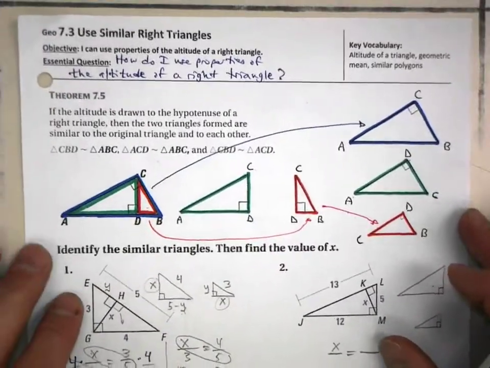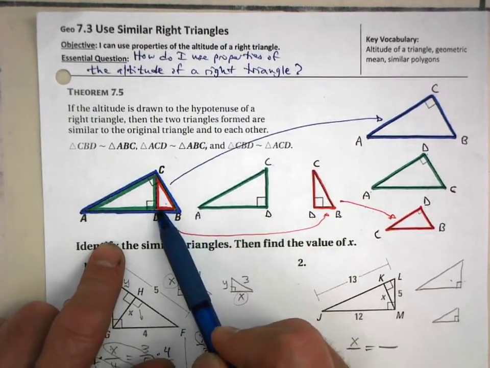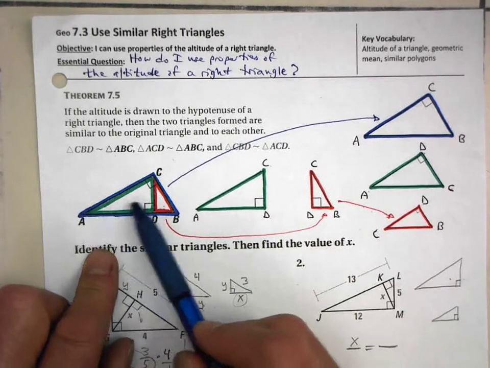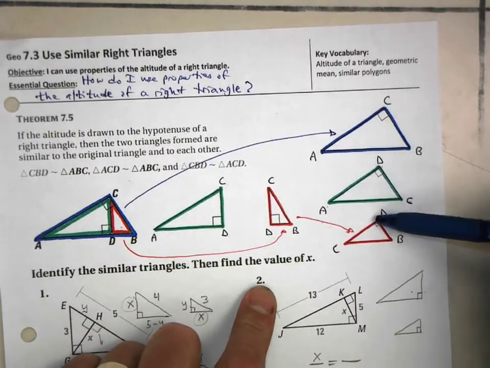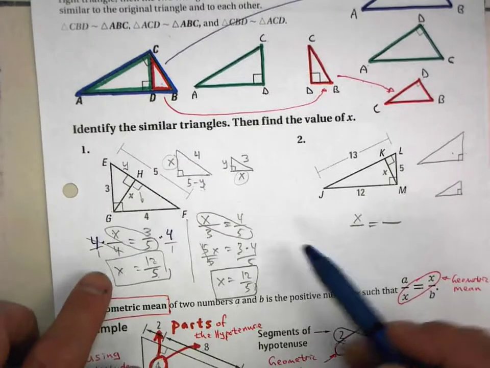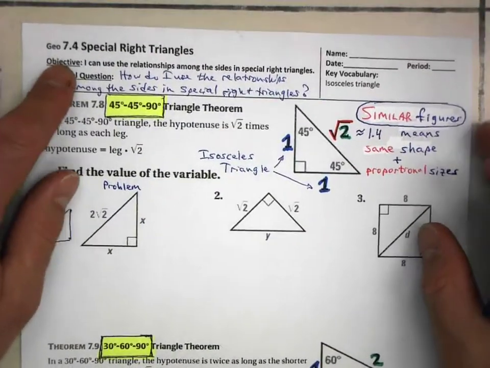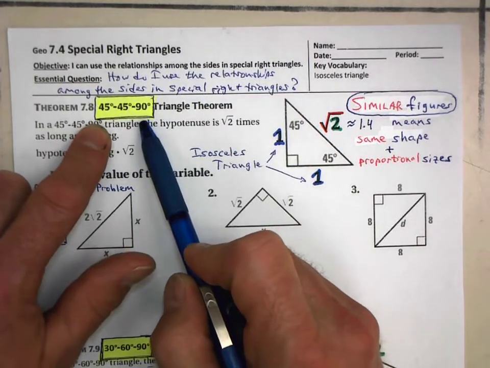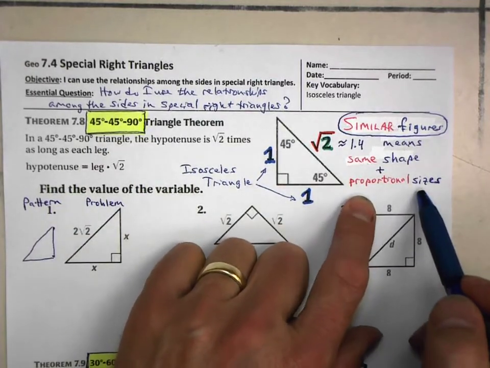And then in 7.3, using similar right triangles, remember we had an altitude coming down out of the right angle, and that created three different triangles. This blue on the outside, the medium green, and the baby red on the inside here. And these three triangles are similar to each other, and therefore we could create this proportion amongst their corresponding sides. So same concept that we are using here in 7.4, that all 45-45-90 triangles will be proportional with each other. They are similar with each other. They have the same shape, and their sizes are proportional.